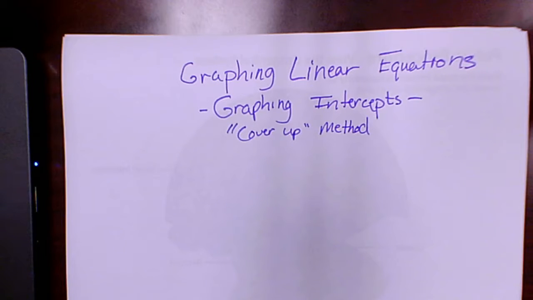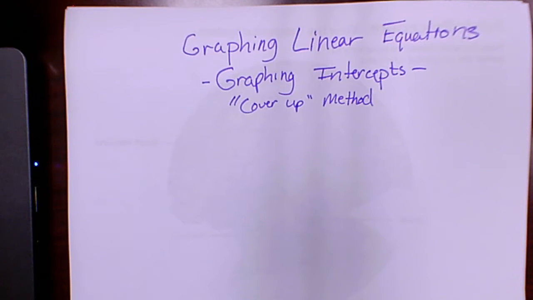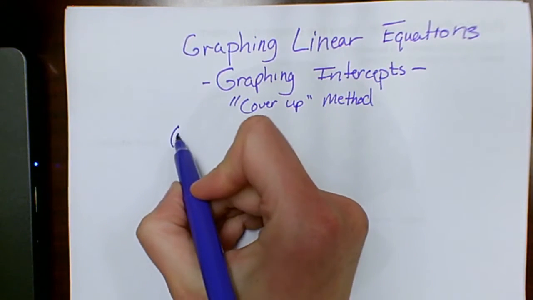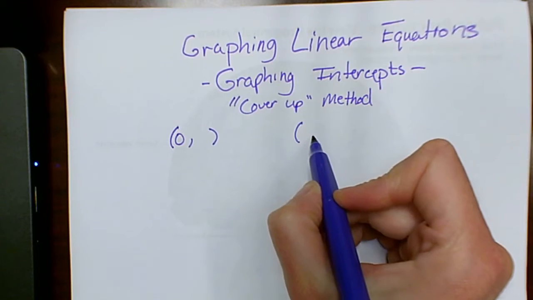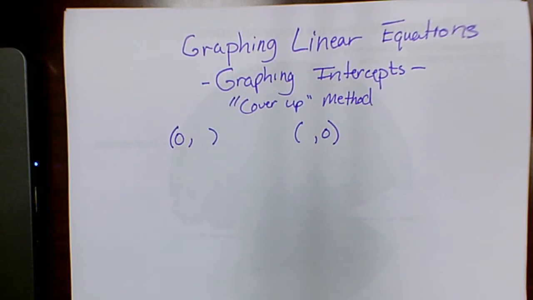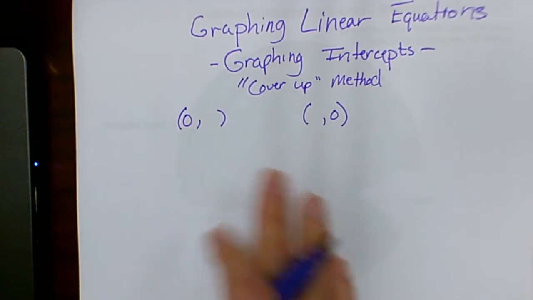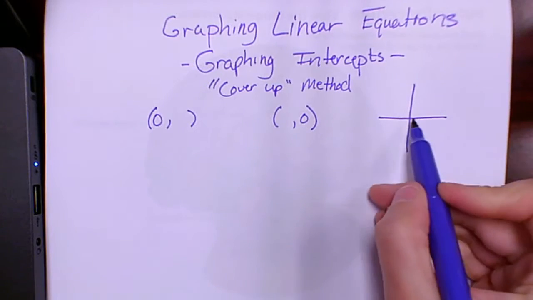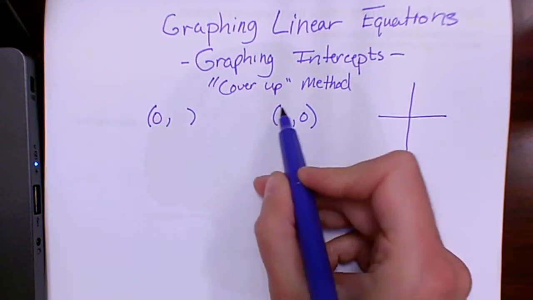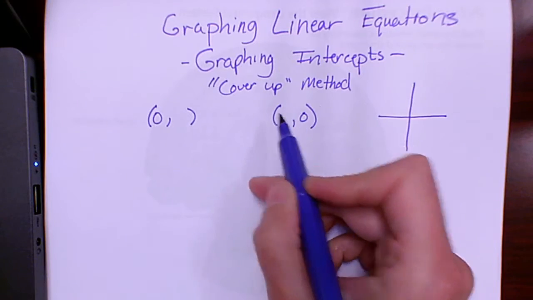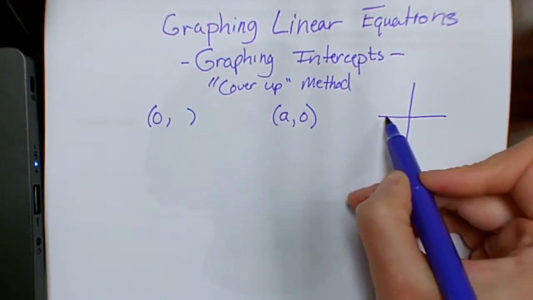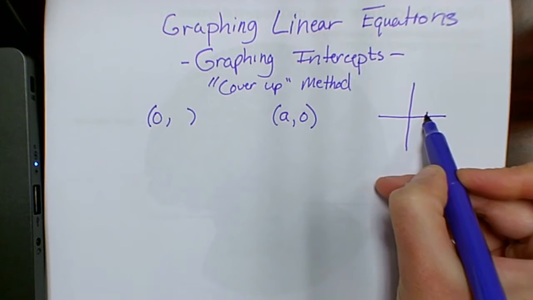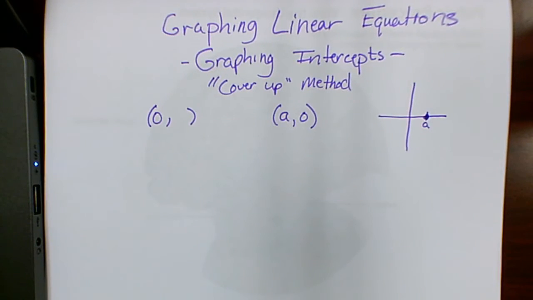Graphing linear equations, we are going to graph the intercepts or use the cover-up method. So the cover-up method is when you are placing the value of 0 in for x and placing 0 in for y to find those values, because on a coordinate plane, anything along the x-axis will have a y value of 0, so we can find a 0 anywhere on that line.